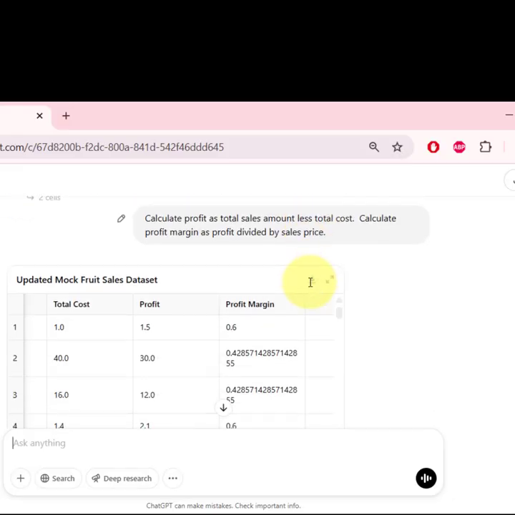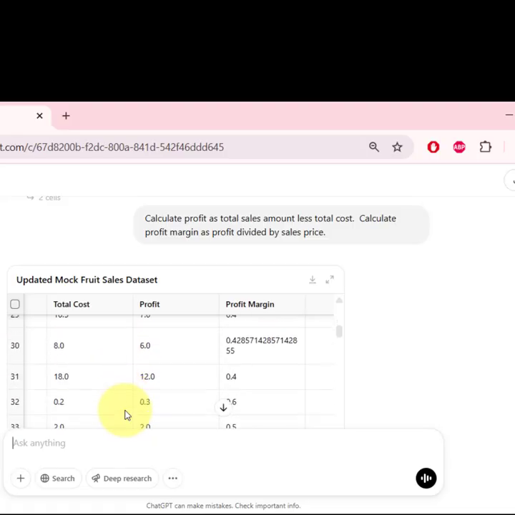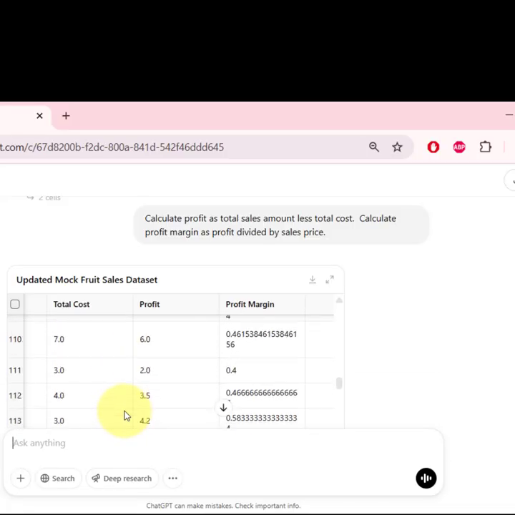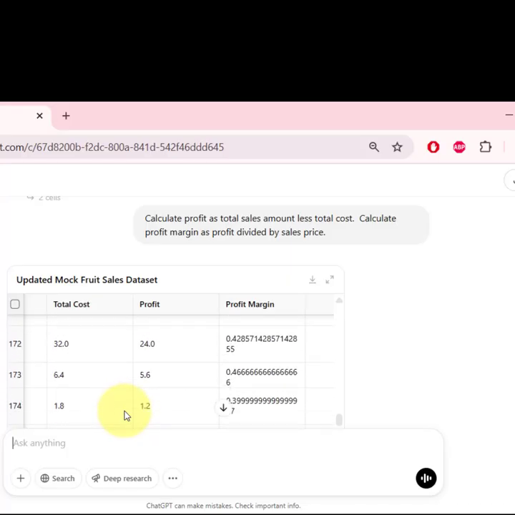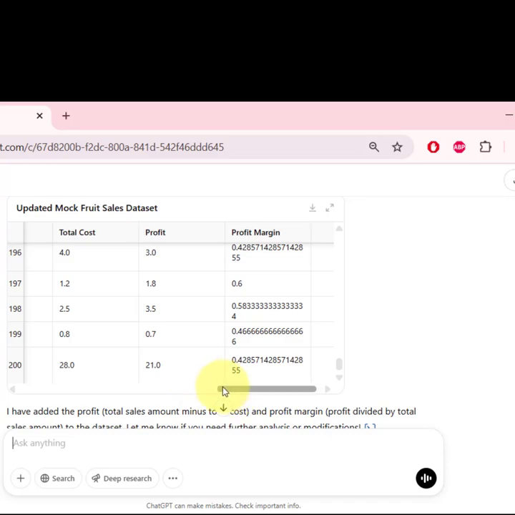So you can see what the sales price was, what the profit is, and what it is per dollar. Sometimes it's hard to get it to go left and right, and so let me go back down here to the bottom. So here's all 200 transactions here, and now I can see my scroll bar.